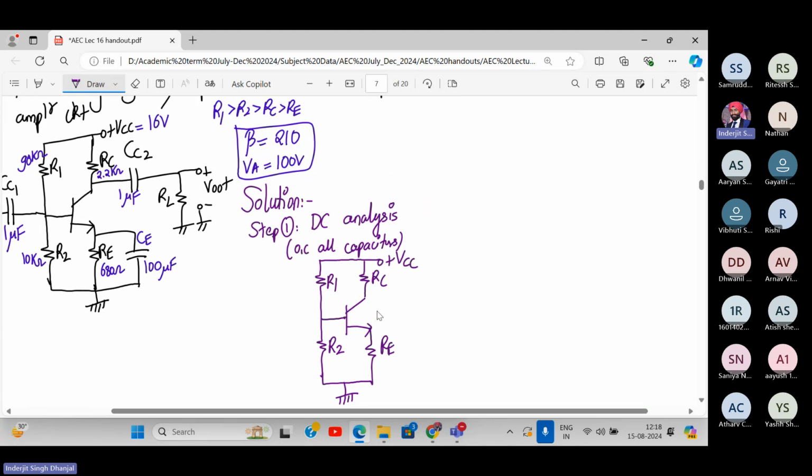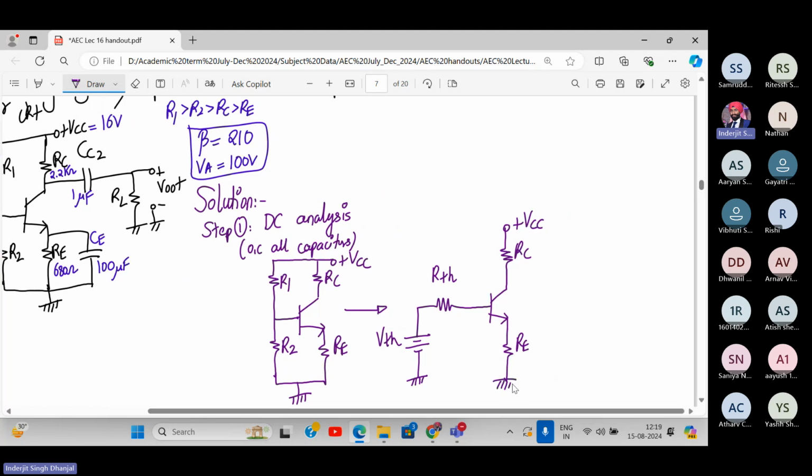Now you know we cannot apply KVL at the input loop. So what do we do? We apply Thevenin's theorem at the base, and the circuit in short looks like this. We have done this before, so I'm not repeating the step here. Finally your circuit will look like this. So you will have RTH, you will have VTH over here. This is RE, this is RC, and this is VCC. And this is ground.